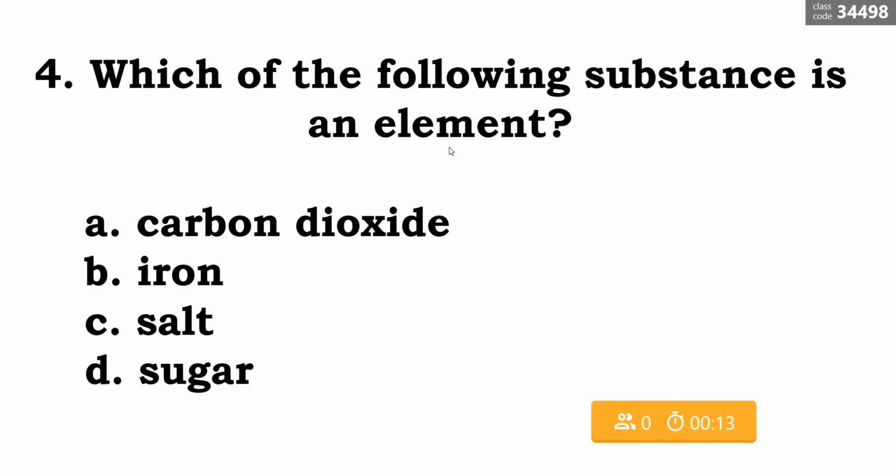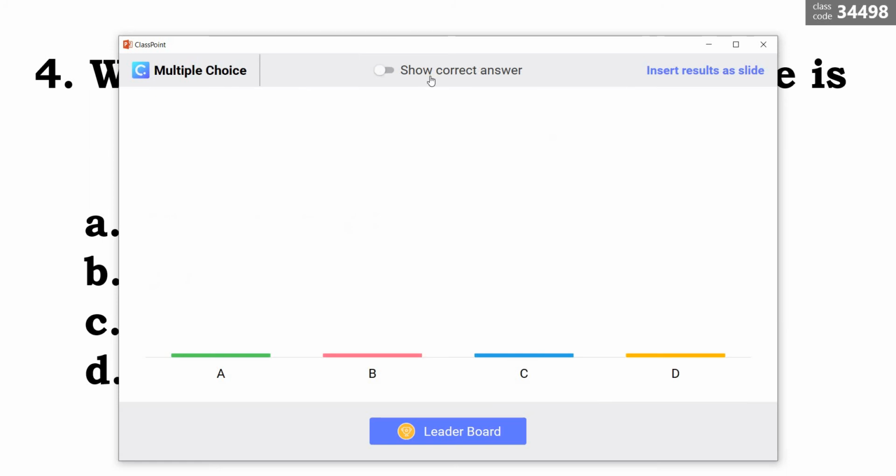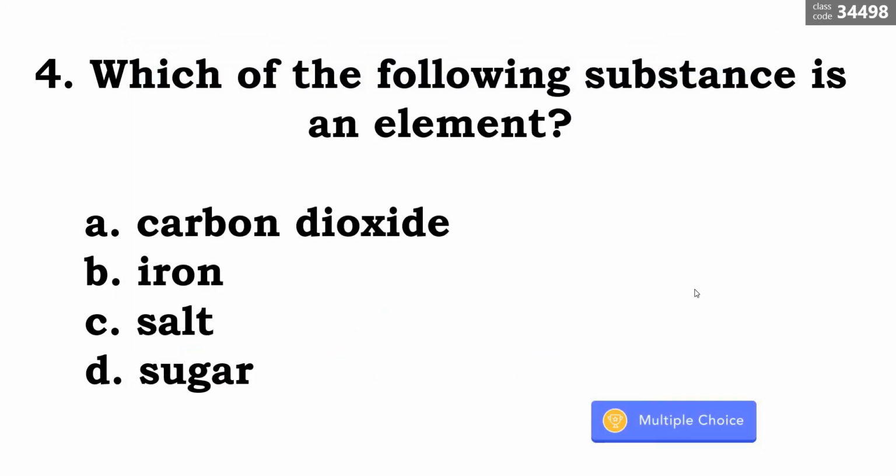Okay, let's have number 4. Which of the following substance is an element? A. Carbon dioxide, iron, salt, sugar. Okay, let's show the correct answer. It's letter B, and that is iron. Okay, so iron.